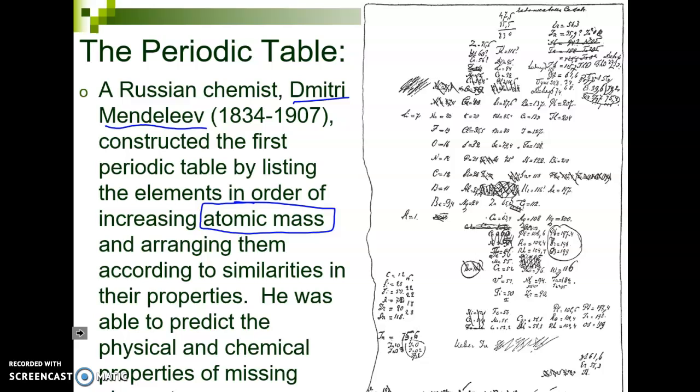There were elements that did not exist or weren't discovered yet, and he was able to predict the physical and chemical properties of those missing elements. So he was very ahead of his time.